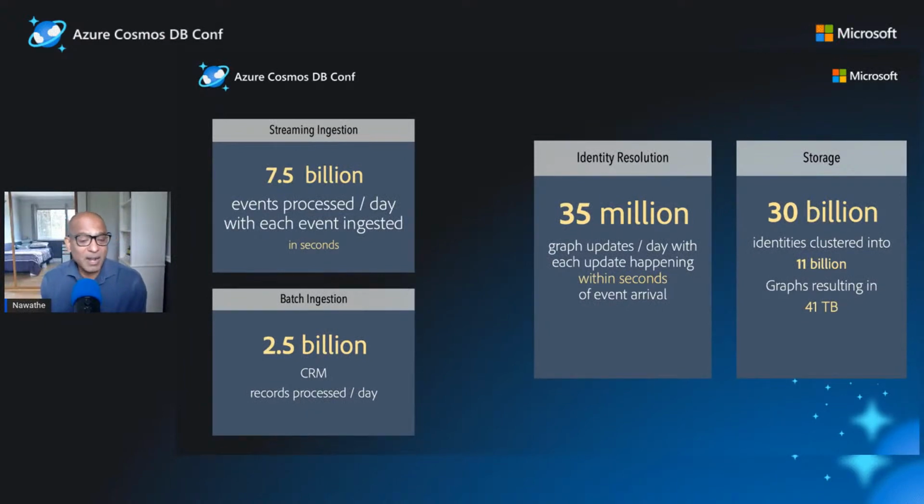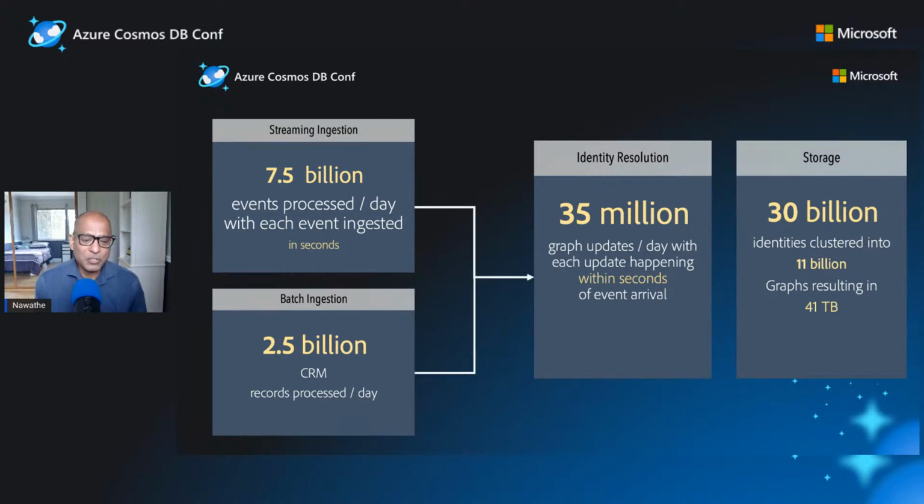This results in graph updates. Graph updates are a very complex computation, with a large number of transactions and updates happening against the database. And today, the graph database is a relatively small database, about 40 terabytes with 11 billion clusters and 30 billion identities. Now, let's look at the similar scale going towards the profile.